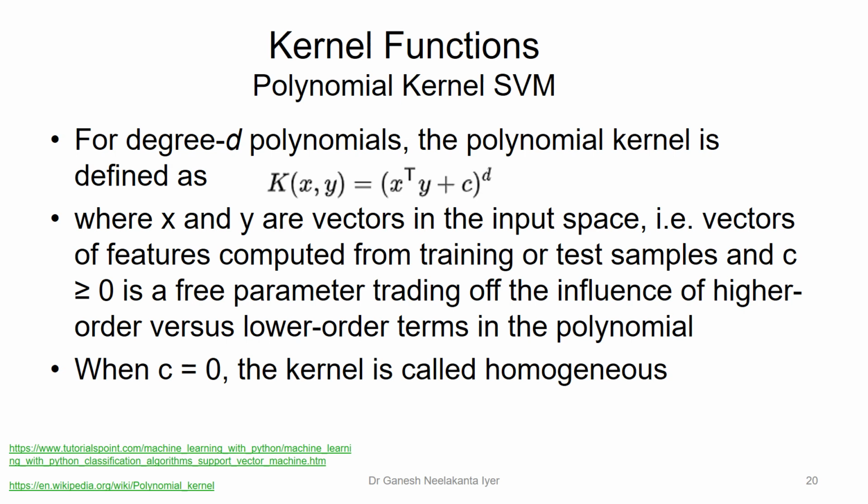Another one is the polynomial kernel, which is used for image processing. So for degree d polynomials, the polynomial kernel is defined as K(x, y) equal to (x transpose y plus c) to the whole power d, where x and y are vectors in the input space, that is vectors of features computed from training or test examples, and c greater than or equal to 0 is a free parameter trading off the influence of higher order versus lower order terms in the polynomial. When c is 0, naturally the kernel is homogeneous.